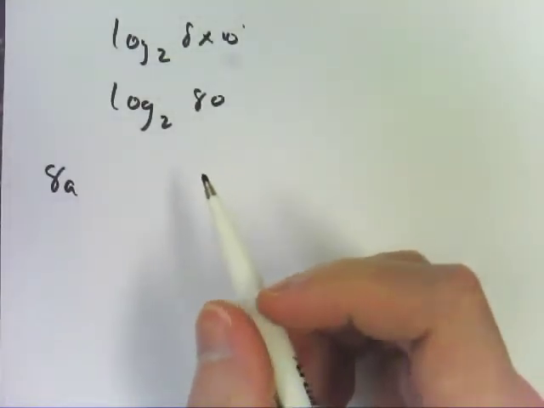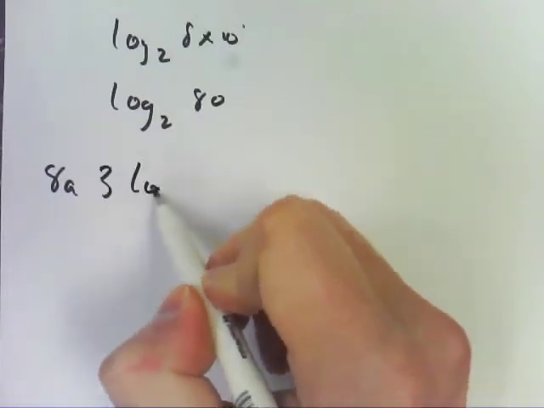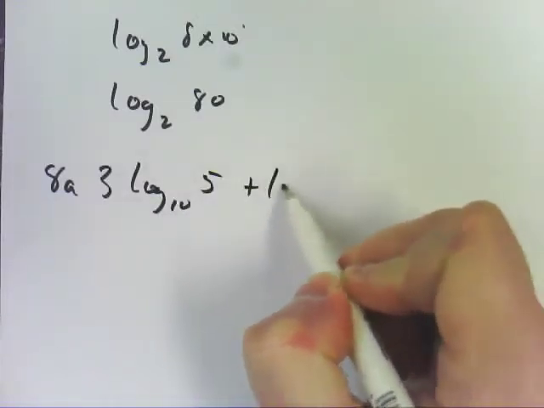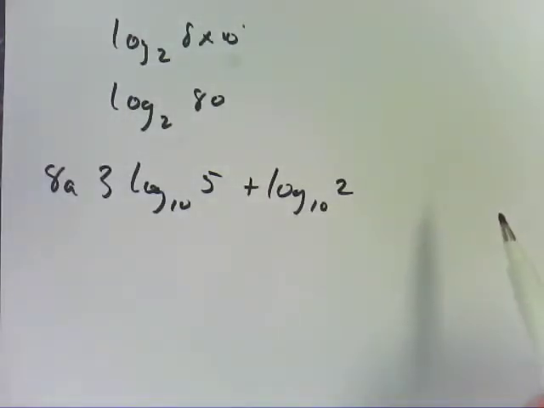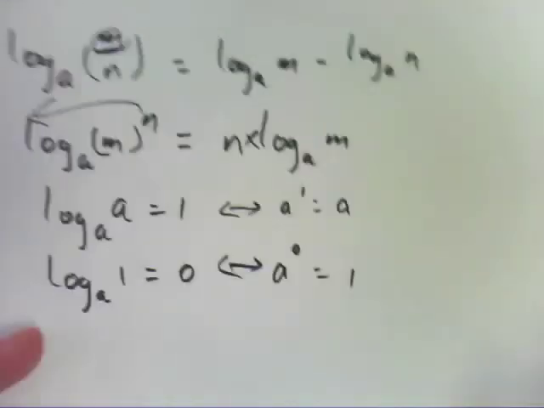So 3 log 10 5 plus log 10 2. What am I going to do? What rules should I use? To give you a refresher, here are your rules. Probably can't see them alongside the question.